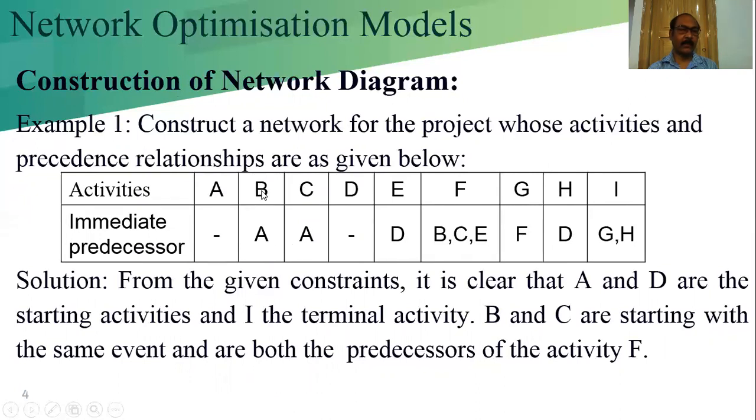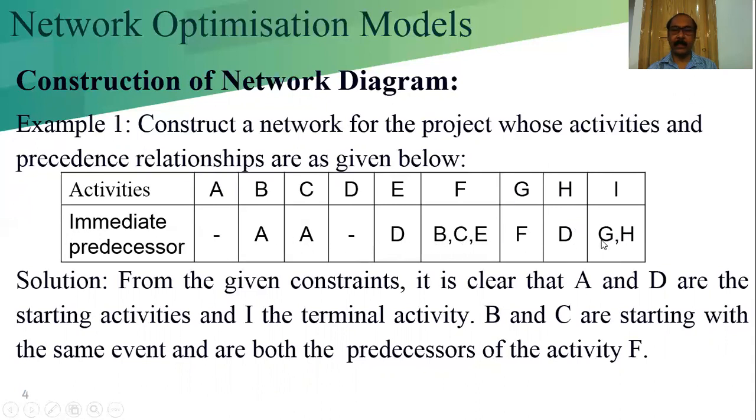B is the activity whose predecessor is A. C is also another activity whose predecessor is A. E is the activity whose predecessor is B. F is the activity whose predecessor is B, C, and E. Three activities are there: B, C, E. Unless and until they are complete, we cannot start F. This is the meaning of the predecessor. G's predecessor is F. H's predecessor is D. I's predecessors are G and H.